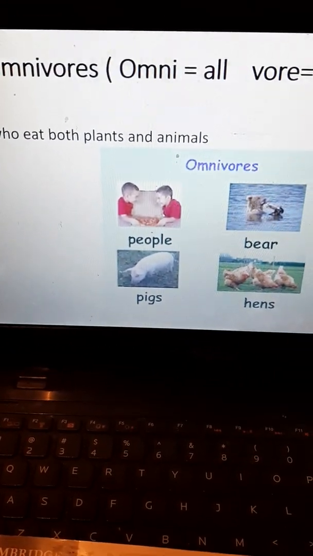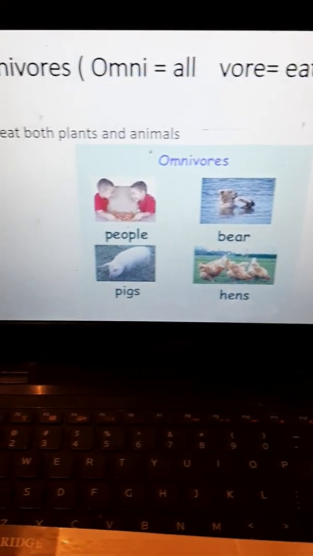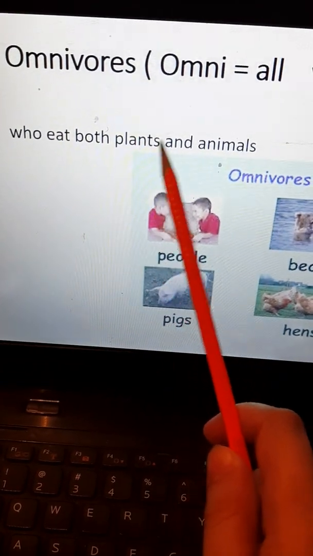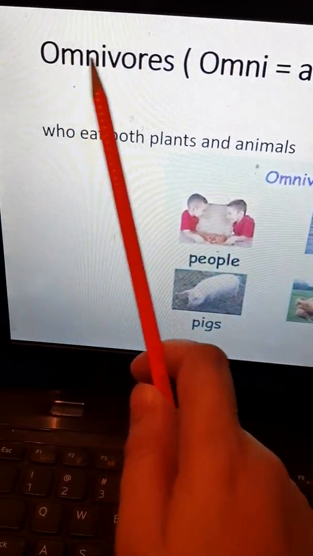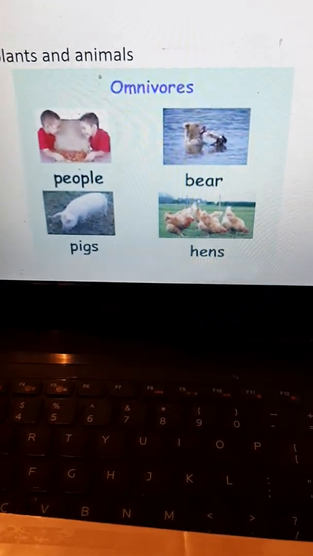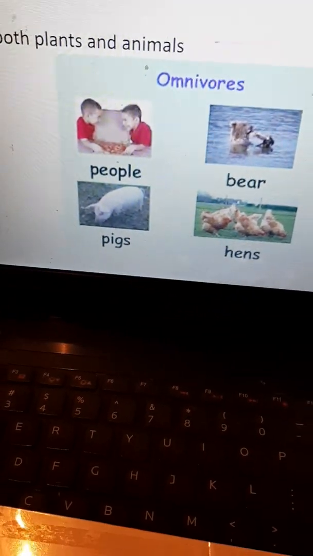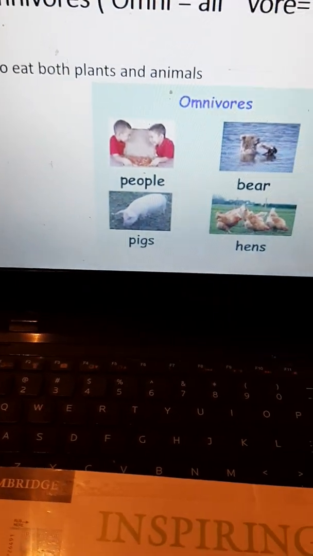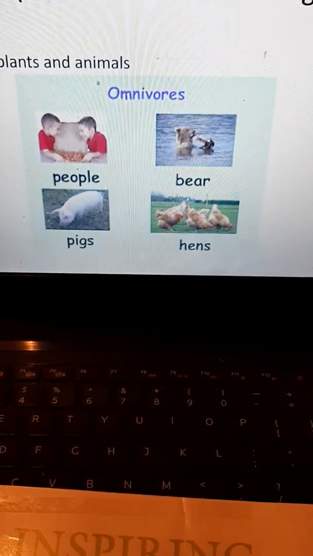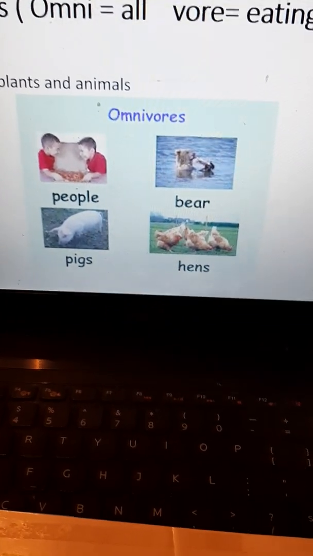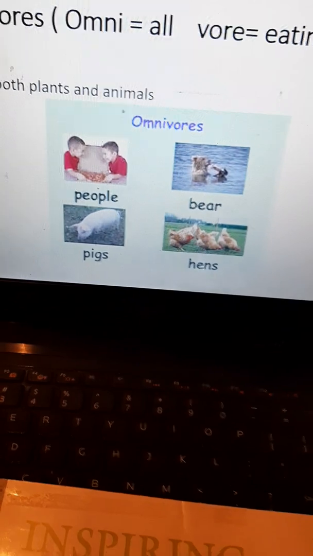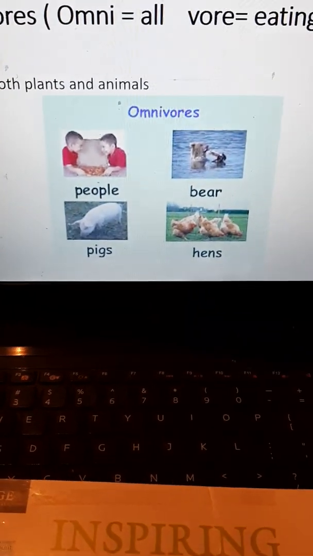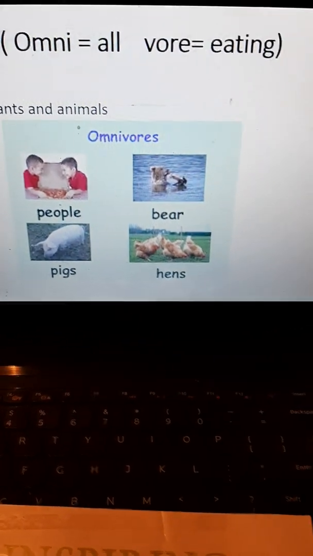Omnivore: what does omni mean? Omni means all, and vore means eating. The animals who eat both plants and animals are called the omnivores. Like people, we being human, bear, pigs, hens, they eat all things. They also eat flesh of other animals, and they also eat plants. If you are confused about hens, they also eat very small insects, so they eat the flesh of the insects and they also eat plants.